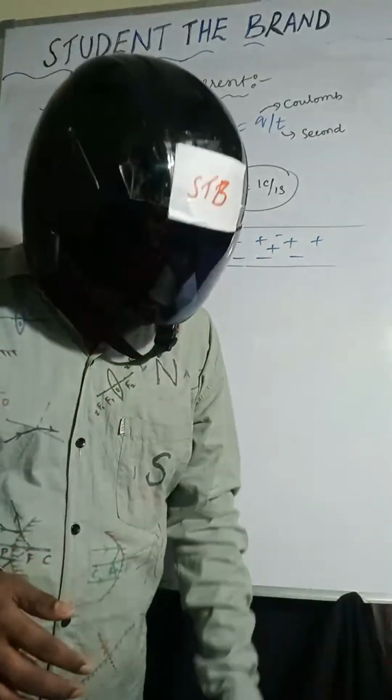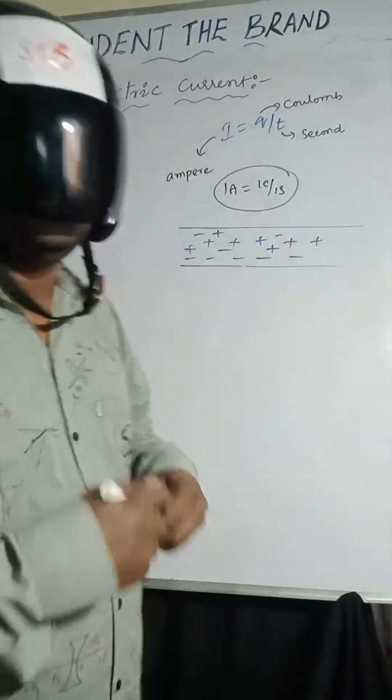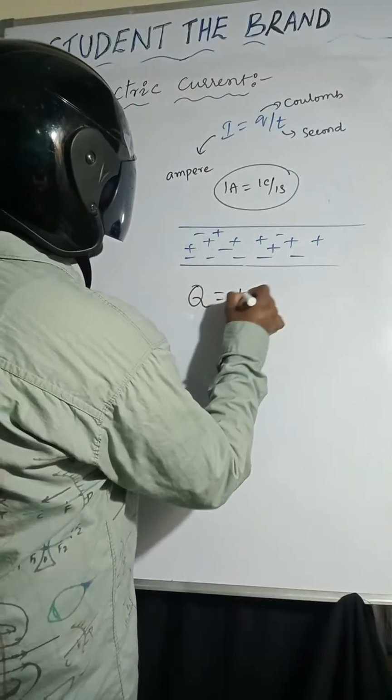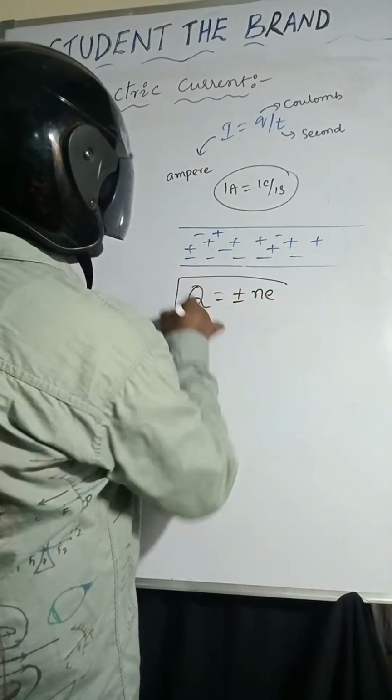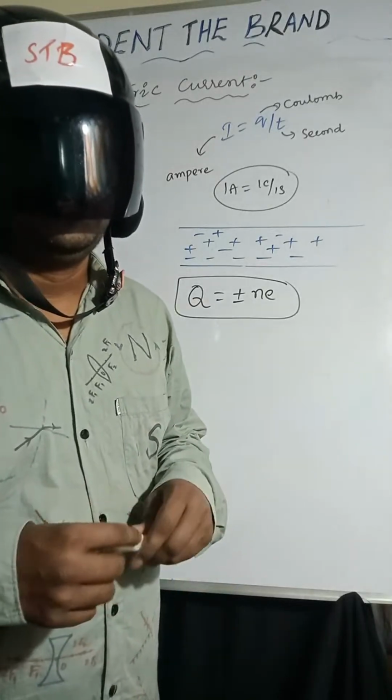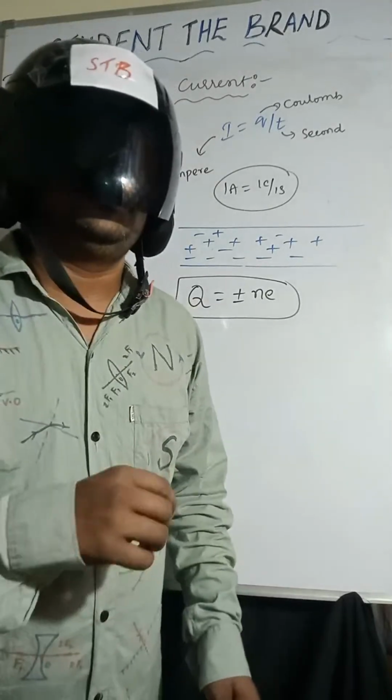So that's why I'm telling you, charge is a quantization. So here I'm taking Q equal to plus or minus Ne. Sir, why are you writing plus or minus Ne?